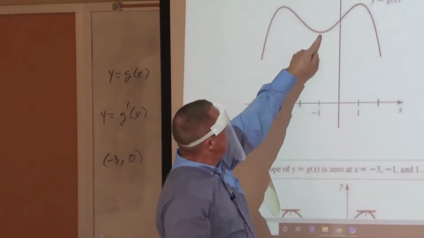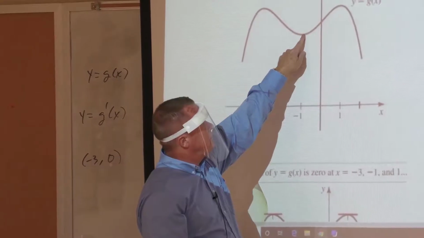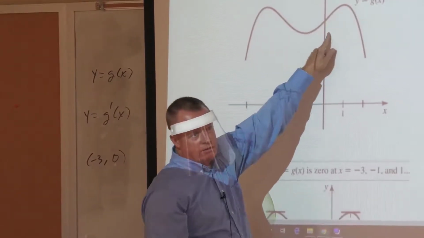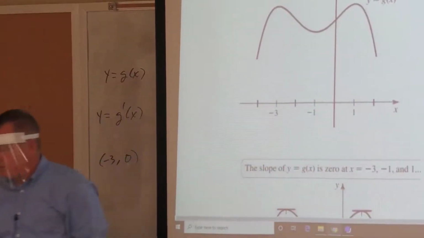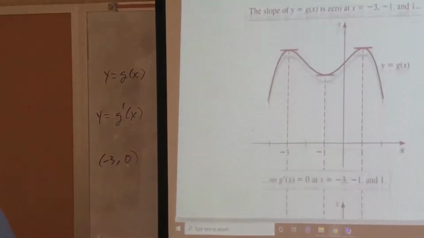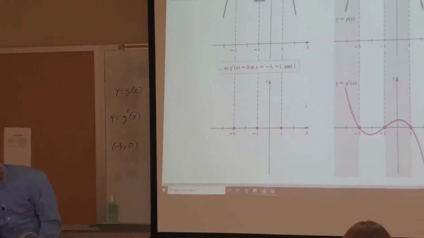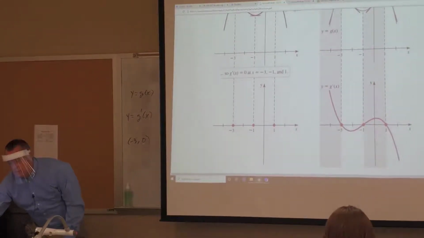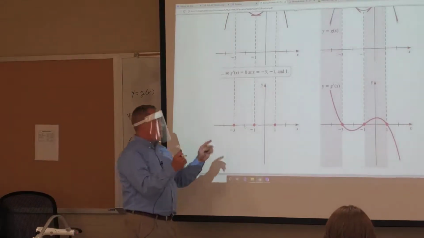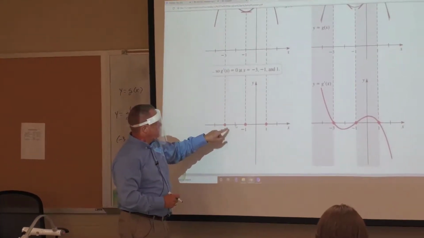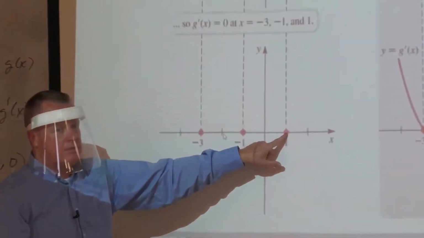It looks like at negative 1, the slope of the tangent line is what? Looks like it's 0. At 1, it looks like it's 0. Okay, so what they've done first is they've noticed that. So on the graph of g prime of x, you would have a dot. The function value there, the derivative value, is 0. So it crosses at negative 3, negative 1, and 1. Okay, does that make sense?